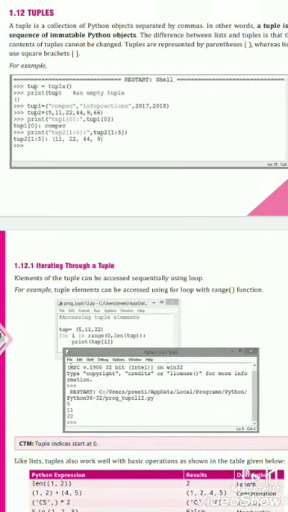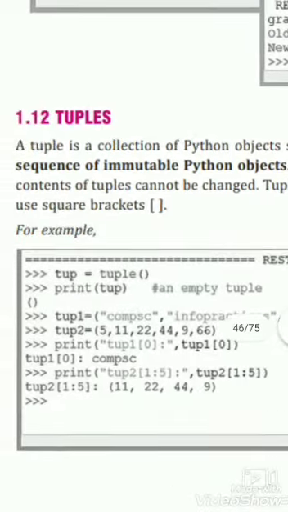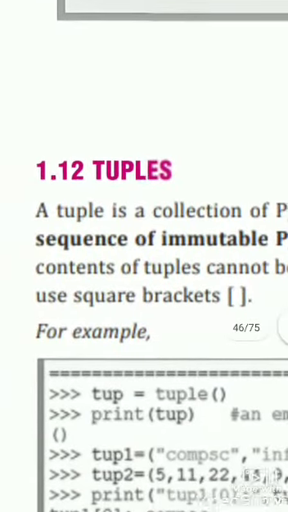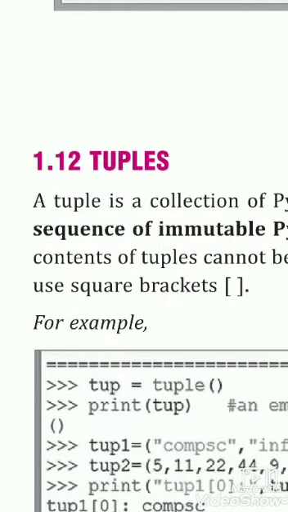Hello students, let's start tuples. A tuple is a collection of Python objects separated by commas. These Python objects are the members of the tuple. In other words, a tuple is a sequence of immutable Python objects, meaning we cannot make any changes to those objects. The difference between lists and tuples is that the contents of tuples cannot be changed.